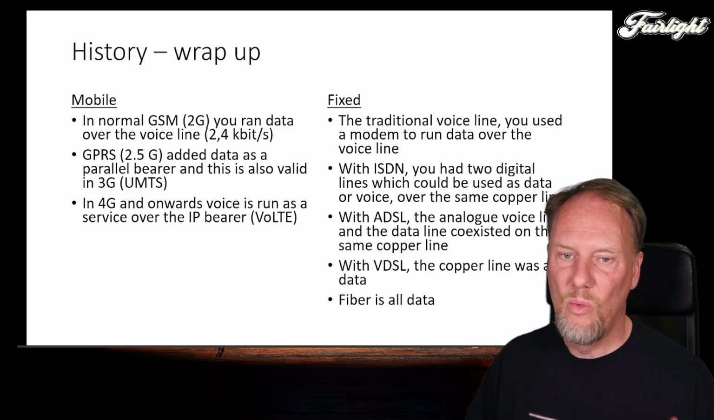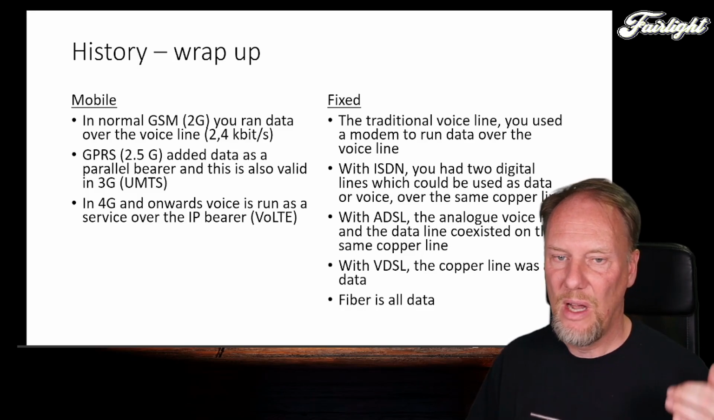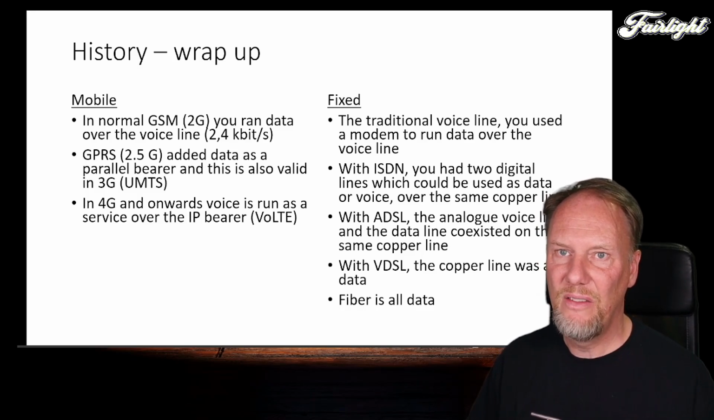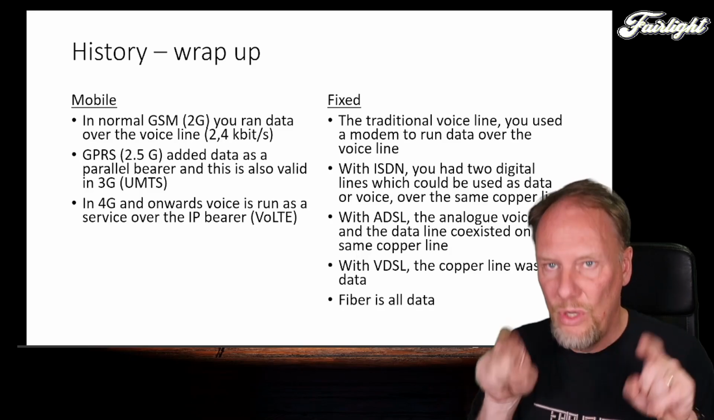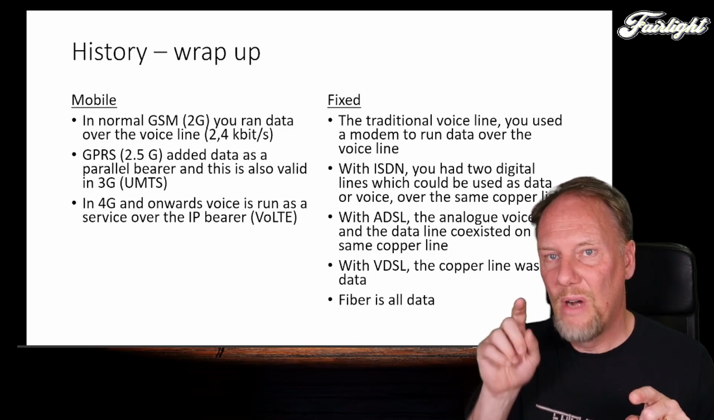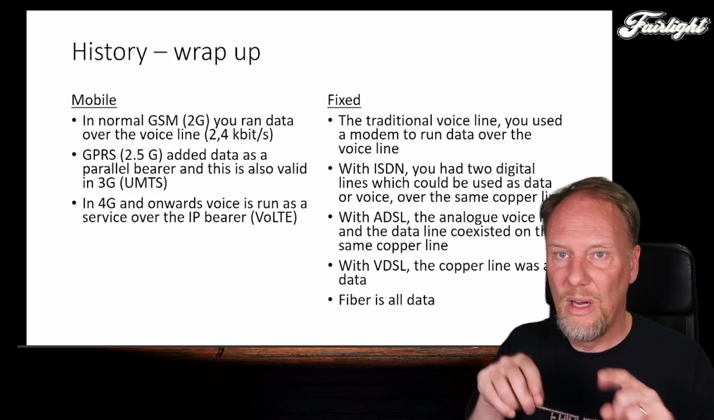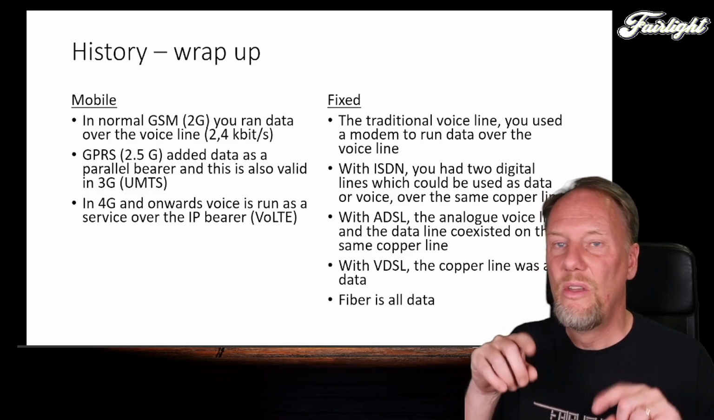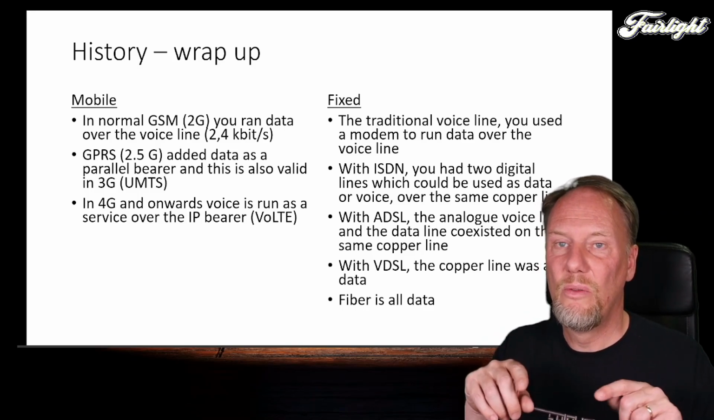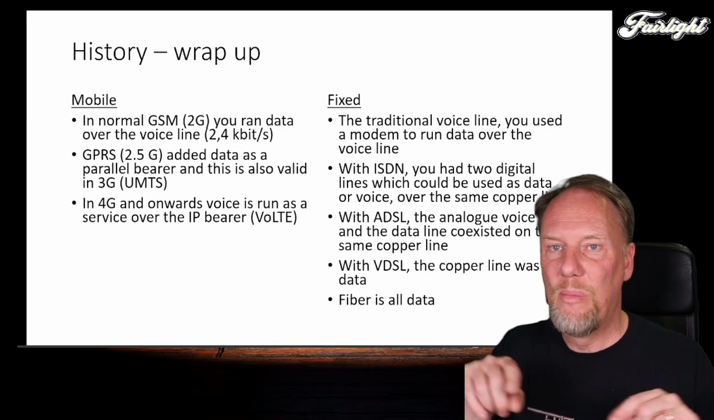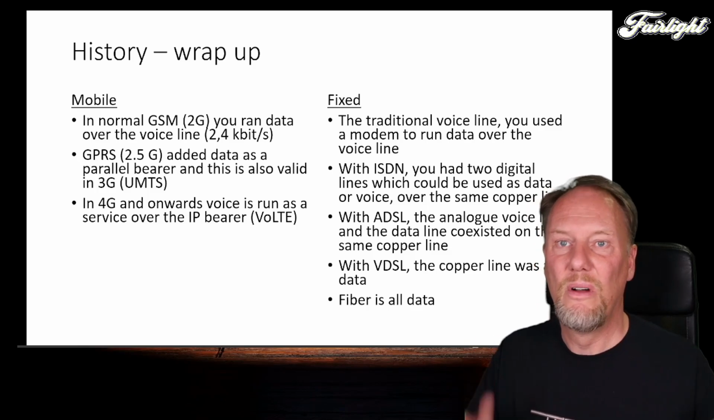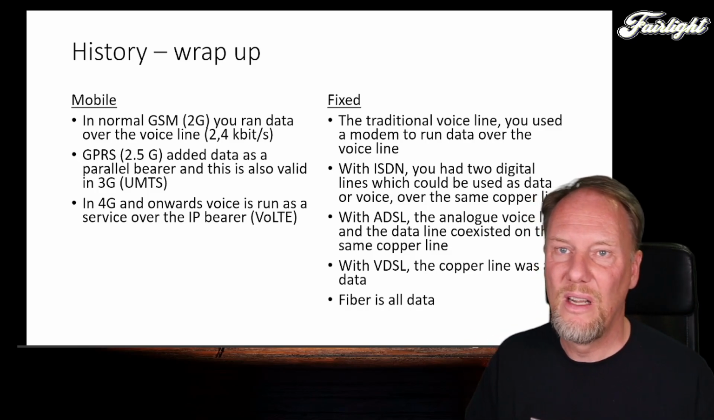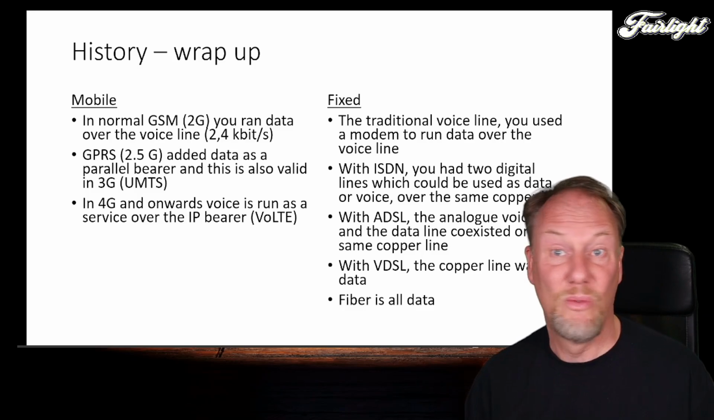In fixed networks, you had the traditional modems that we discussed so far. What happened then was that you had basically at the same time ISDN and ADSL. ISDN was digitizing the connection. You would run a digital service where you would have two lines that could be used for either voice or data. So you could have two parallel voice calls, or two data calls. So you would have 64 plus 64 kilobits per second. So 128 kilobits per second at the time when ISDN was introduced was great.